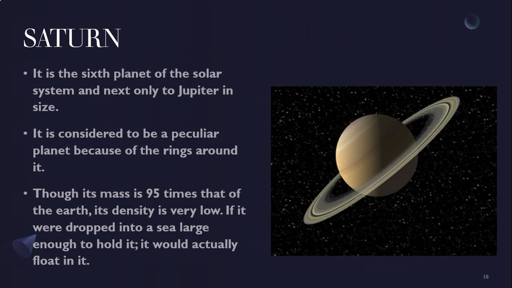Saturn. It is the sixth planet of the solar system and next only to Jupiter in size. It is considered to be a peculiar planet because of the rings around it. Though its mass is 95 times that of the Earth, its density is very low. If it were to drop in a sea large enough to hold it, it would actually float in it. Means it is huge, but at the same time it is light.